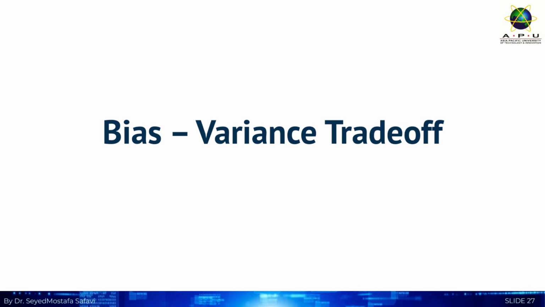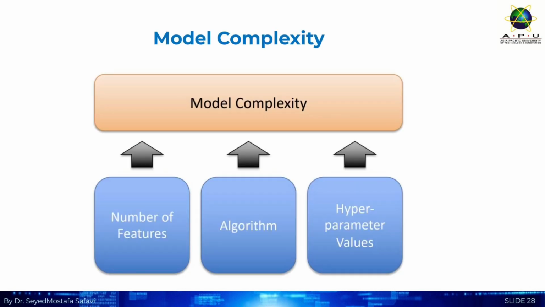This balance is key to achieving the best possible accuracy on new data. A model's complexity is determined by the number of features, the algorithm chosen, and the hyperparameter values. High complexity can lead to overfitting. The model memorizes the training data. Low complexity can lead to underfitting. The model is too simple to capture the trends. Your job is to find the right level of complexity that allows the model to generalize well.